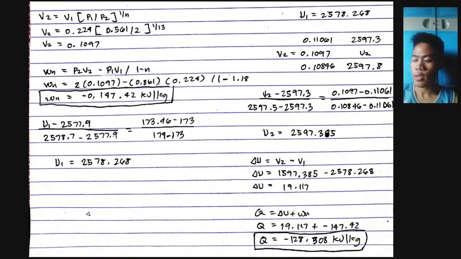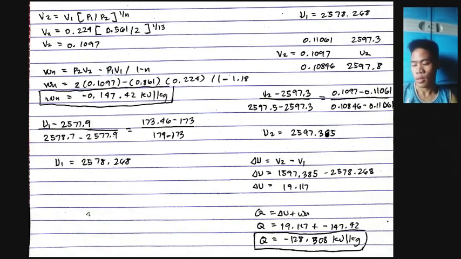So next, for finding U2, okay? So for finding U2, it is U2 minus 2597.3 over 2597.5 minus 2597.3 equals 0.1097 minus 0.11061 over 0.10846 minus 0.11061, and by calculating it, our U2 equals 2597.385.